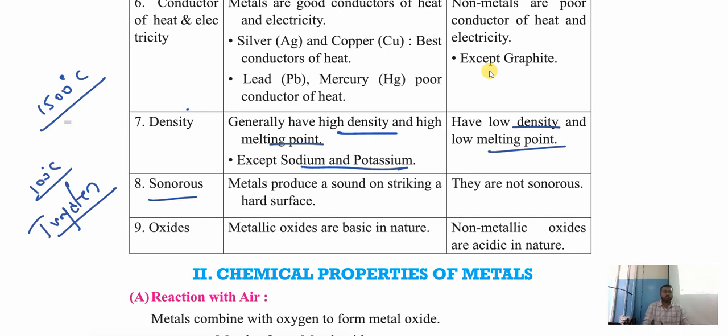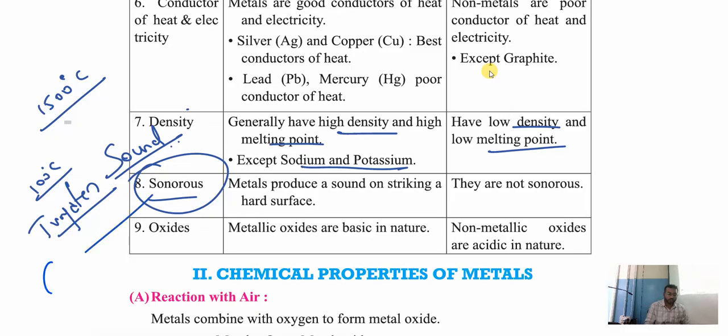Now metals are sonorous. Sonorous means they produce sound. What do you mean by sonorous? Metals produce sound. That is called sonorous. Example, take a spoon, drop it, you'll get the sound. Take the bell. Have you seen your school bell? Yes. If you ring it, the sound can reach a maximum distance because they have the sonorous property.